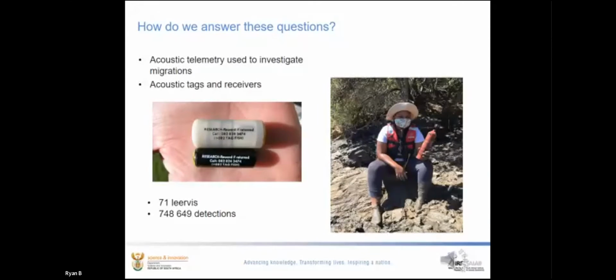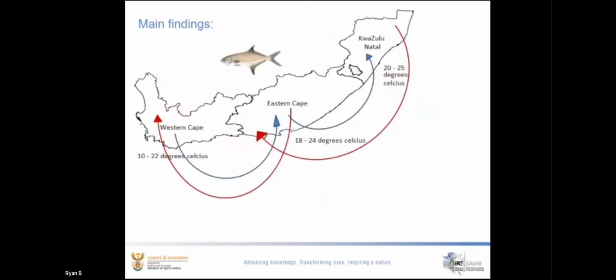To answer these questions, passive acoustic telemetry methods were used. In passive acoustic telemetry, a fish is tagged with a uniquely coded transmitter that releases signals. These signals are then decoded by fixed acoustic receivers. The data on detection of the species is then collected from those receivers. For this specific study, we had 71 leervis that were monitored from 2011 to 2020. And from that, we got 748,649 valid detections, which were then analyzed.